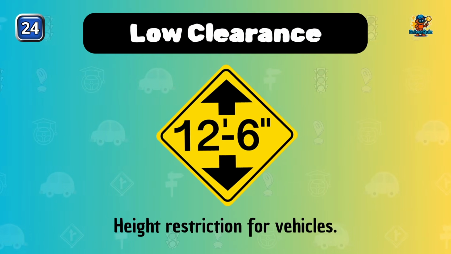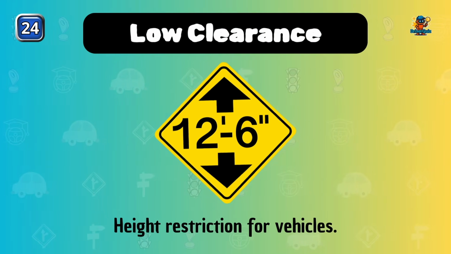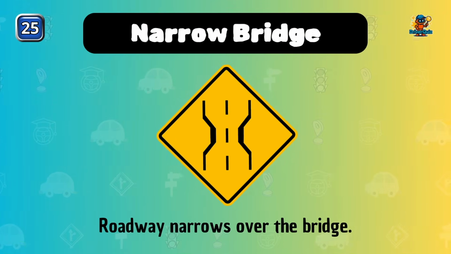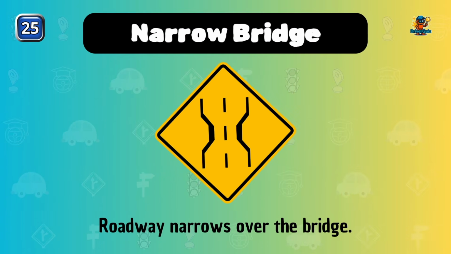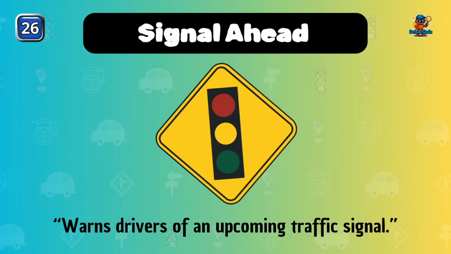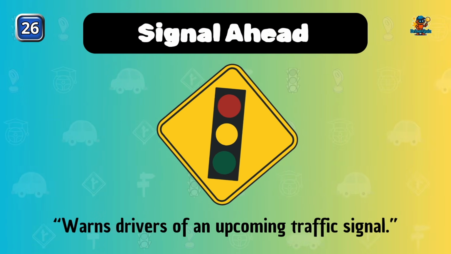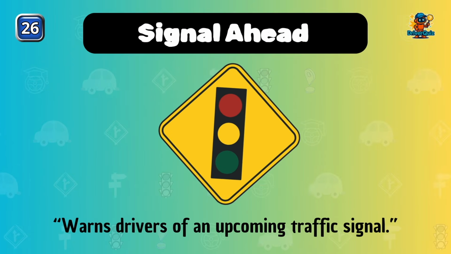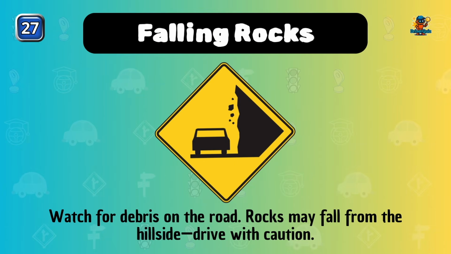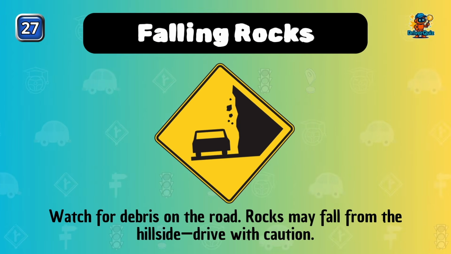Low clearance, height restriction for vehicles. Narrow bridge. Roadway narrows over the bridge. Signal ahead. Warns drivers of an upcoming traffic signal. Falling rocks. Watch for debris on the road. Rocks may fall from the hillside. Drive with caution.